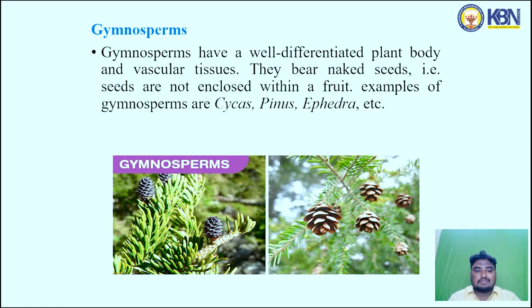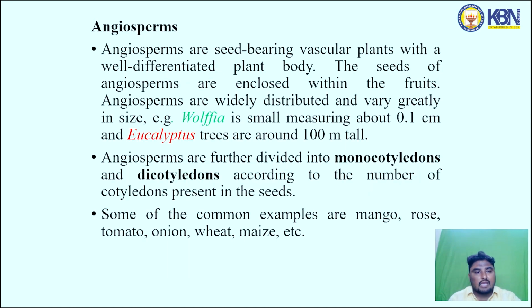They bear naked seeds. Seeds are not enclosed within the fruit. Examples of gymnosperms are Cycas, Pinus, Ephedra, etc. Angiosperms. Angiosperms are seed-bearing vascular plants with a well-differentiated plant body. The seeds of angiosperms are enclosed within the fruits.